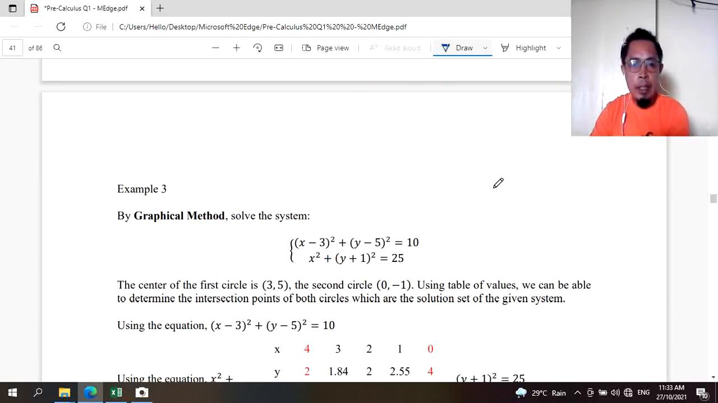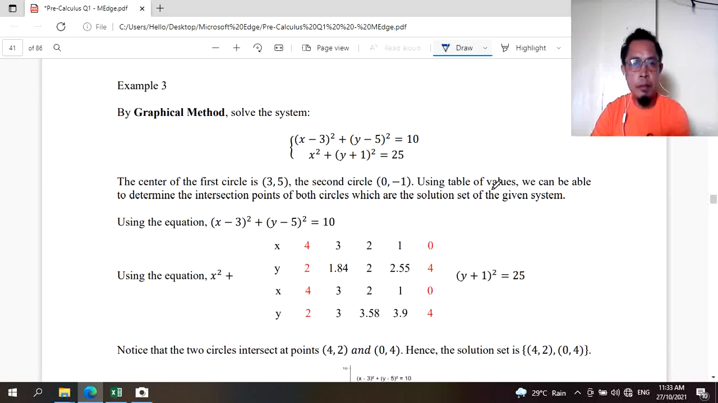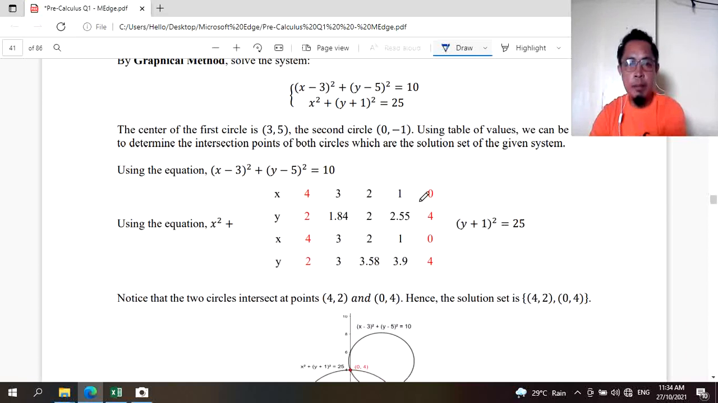We move to the third example. So we are going to use the graphical method here, and the approach here is presented very simply, but of course the graphical method is not recommended. It's better to use substitution or the elimination method. But for the sake of discussion, let's try to have this one.